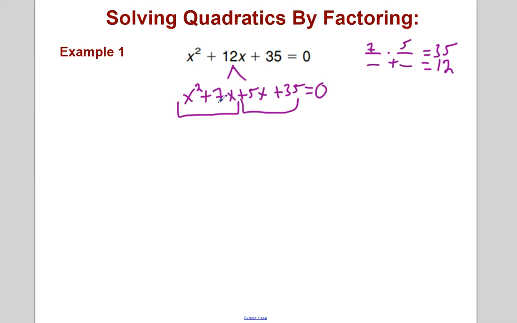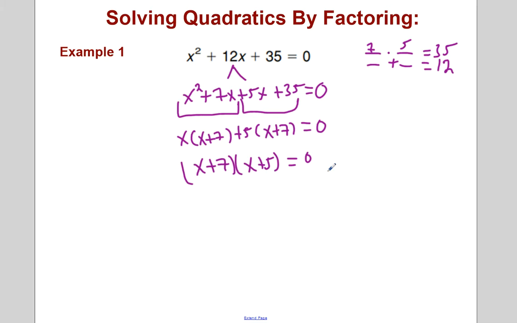Now the GCF of this is simply an x, so we have x times (x plus 7). I hope I get an x plus 7 over here. And it looks like a 5 factors out, and we factor out that positive 5 right there. And we have x plus 7. So my factors are x plus 7 and x plus 5, using that distributive property. Because of the zero product property, one of these has to equal 0, so we're going to set them both equal to 0.